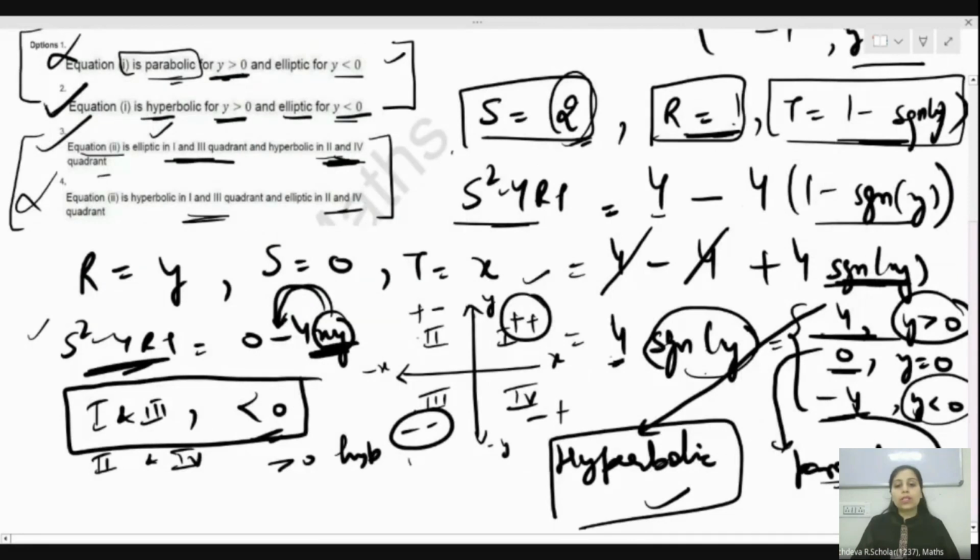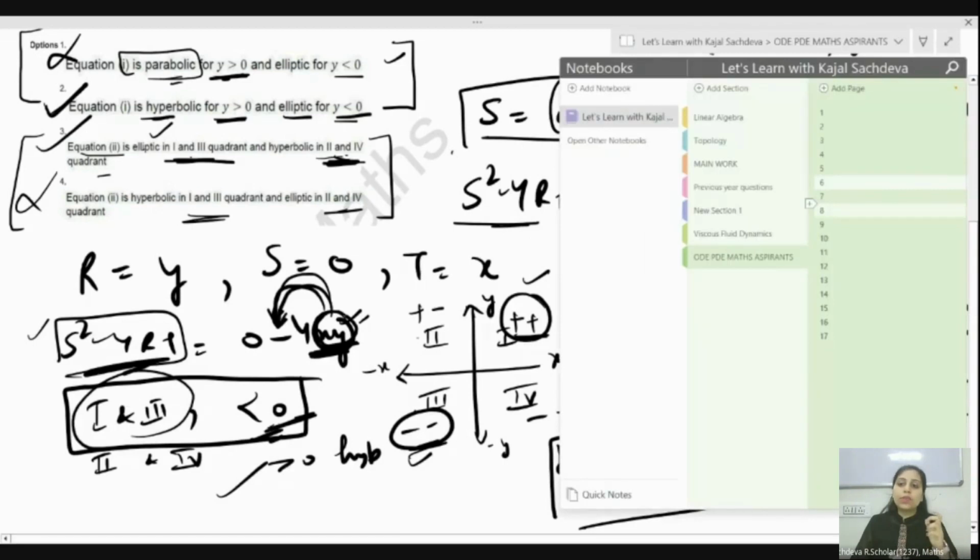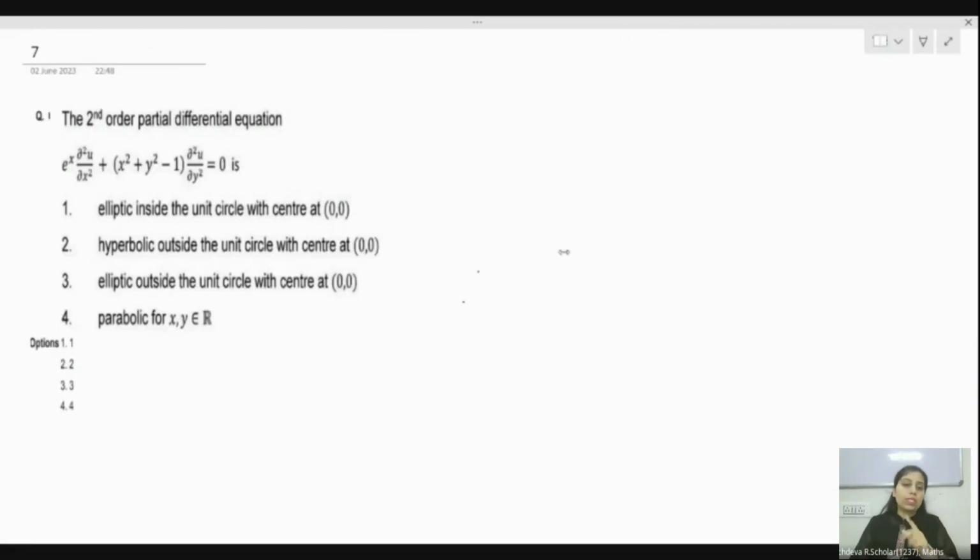So we know in first and third quadrant, either x and y are both positive or x and y are both negative. So when we take both positive or both negative, this will become positive, and positive into negative is also negative. So the answer will be negative, and negative will give you assurance of elliptic. So in first and third quadrant, the equation is elliptic, and in second and fourth quadrant, the equation will be hyperbolic, the opposite of that. So for making this concept more clear, we will take one more question on this type of problem.